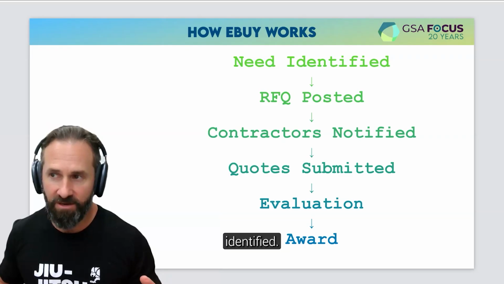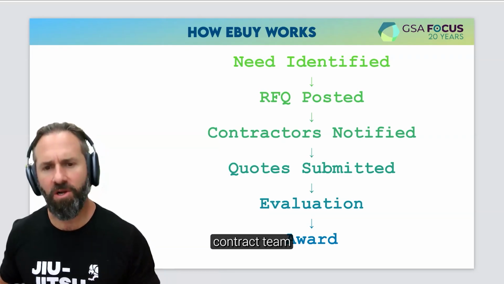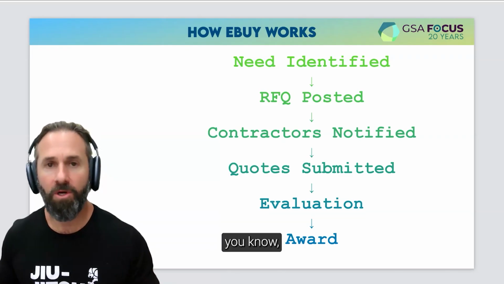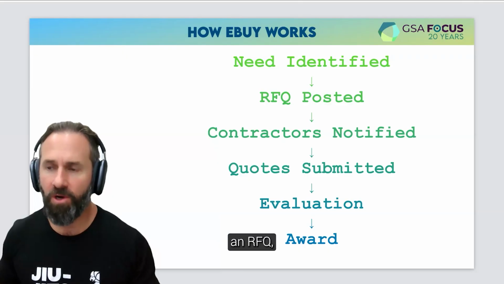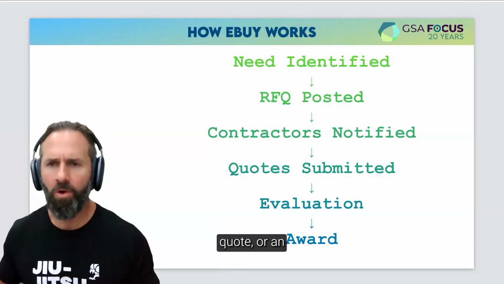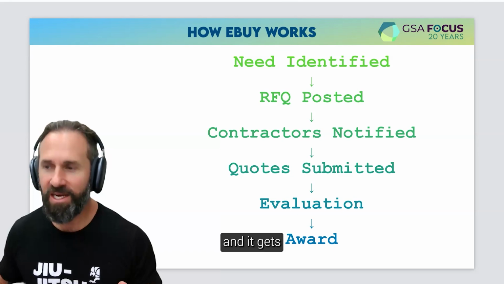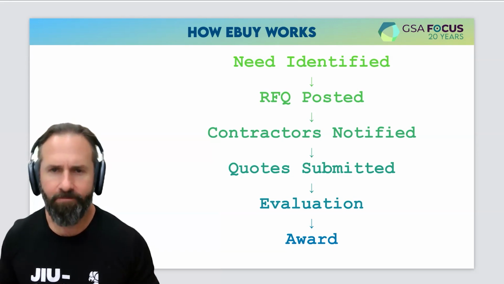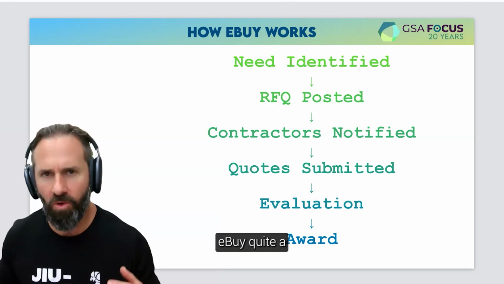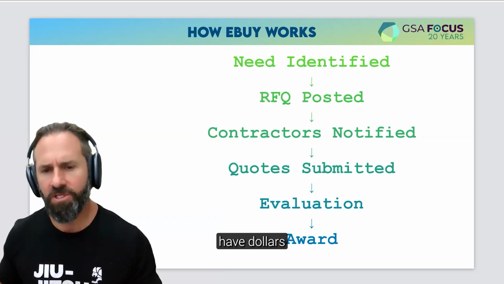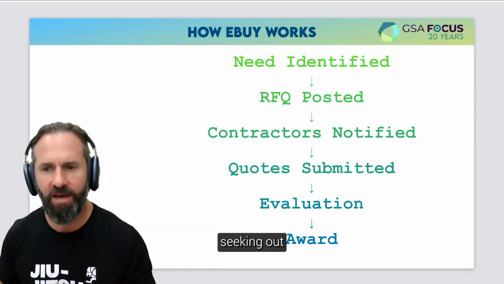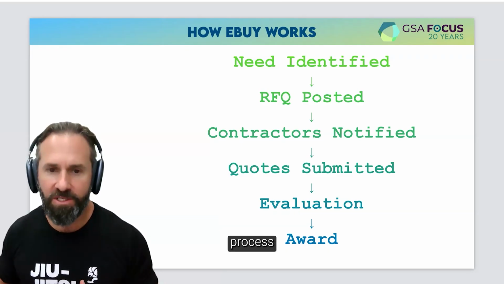So it's identified. It's then taken to their contract team and they are tasked with building out what's called an RFQ, request for quote, or an RFP, request for proposal, or an RFI, request for information, and it gets posted. Now, an RFI, those come through GSA eBuy quite a bit. Those don't have dollars attached yet. They're just seeking out vendor relationships to get the process started.